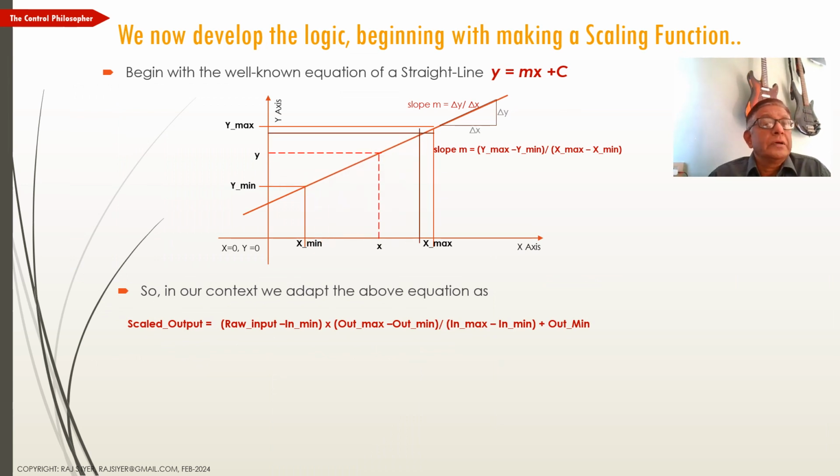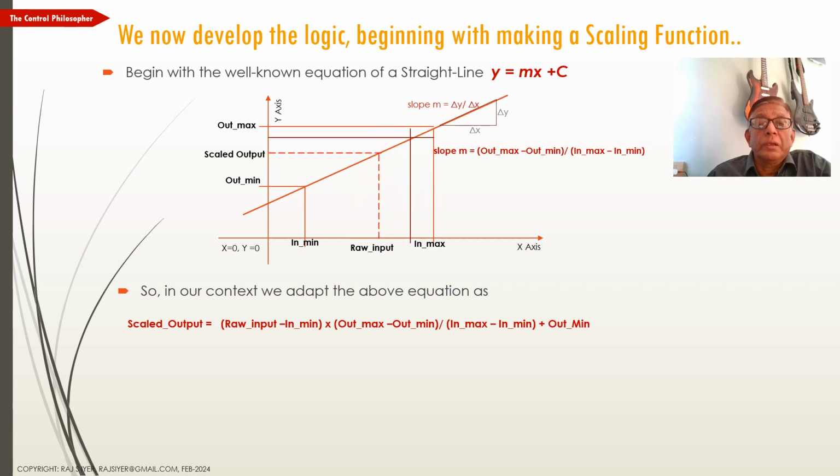Okay, now we begin with the equation of the straight line, y equals mx plus c. That value c is the offset where the line crosses the y-axis, or at a value x equal to 0. But in our case, we are dealing not with that point c, we are dealing with y min. So that is the value of the output when the value of the input is at its minimum. So, the slope becomes out maximum minus out minimum divided by in maximum minus in minimum.